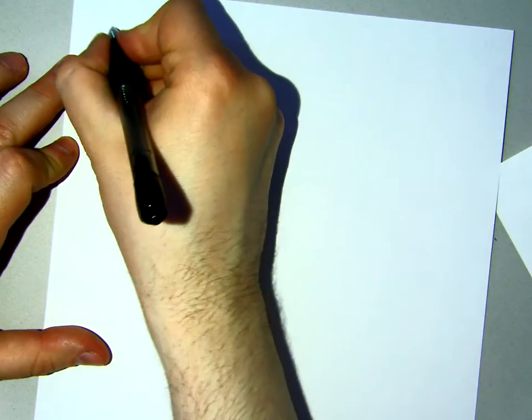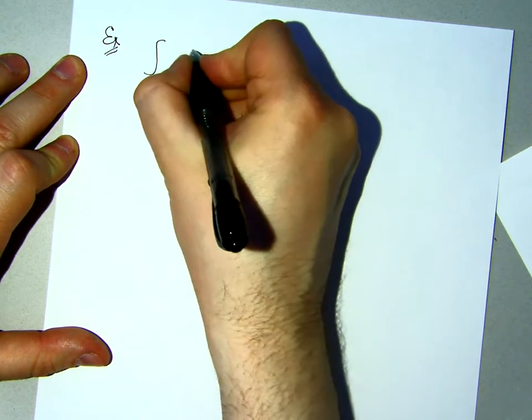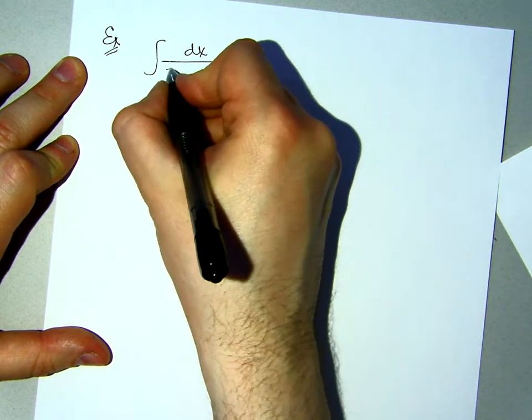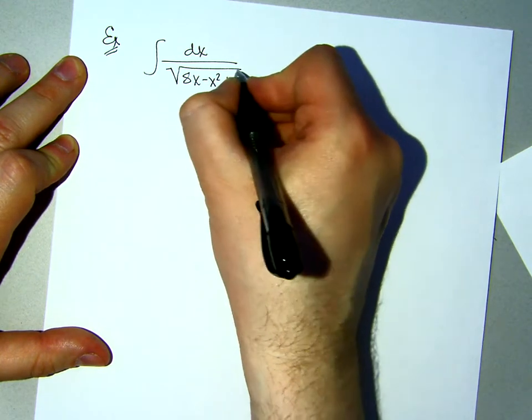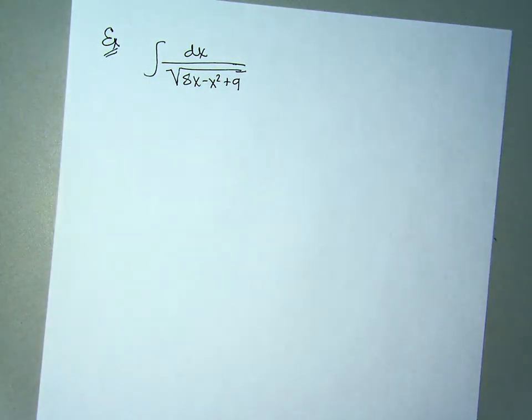Let's do the integral of dx over the square root of 8x minus x squared plus 9. And the first thing I want you to do is ask yourself if you had to guess an inverse trig form, which might it be? Chrissy thinks arc sine. I just saw some nodding. Okay, what's telling you arc sine?